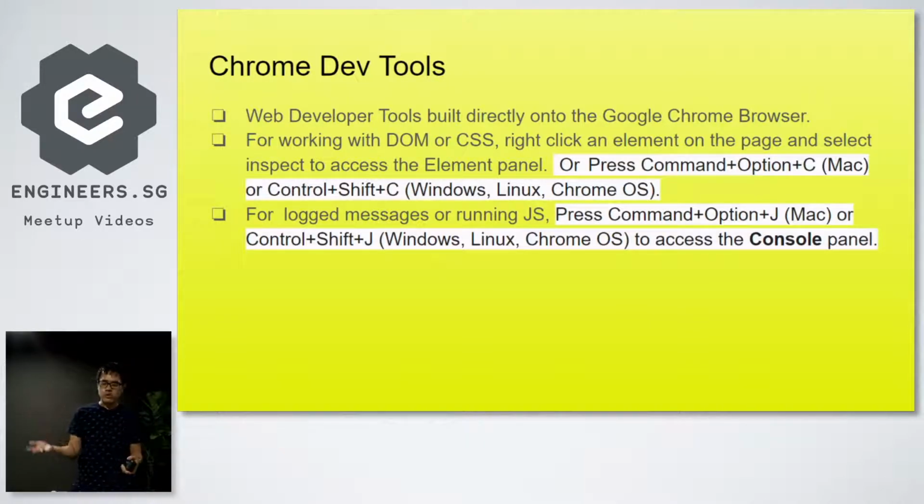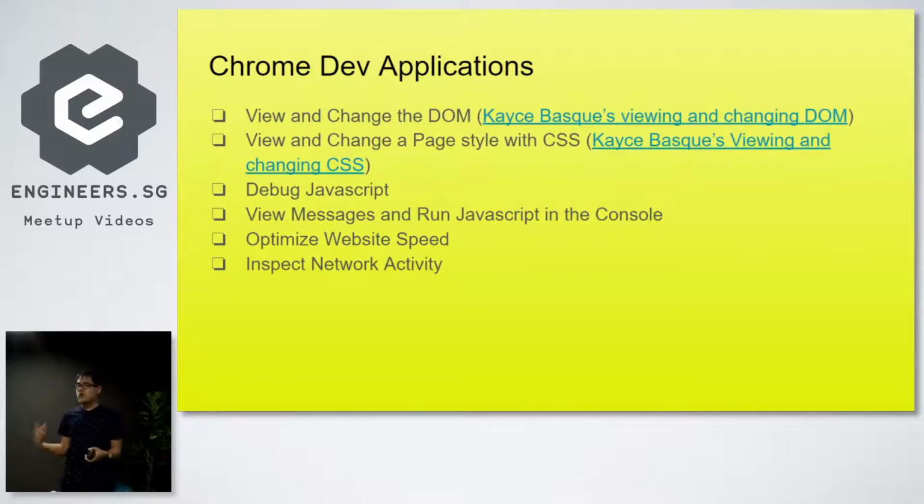If you're using a Mac, you press Command Option C. But if you're using Windows, Linux, or Chrome OS, you press Control Shift C. And to check log messages or JavaScript in Chrome DevTools, we can use Command Option J on Mac, or Control Shift J on Windows, Linux, or Chrome OS, to access the Console panel to do debugging.